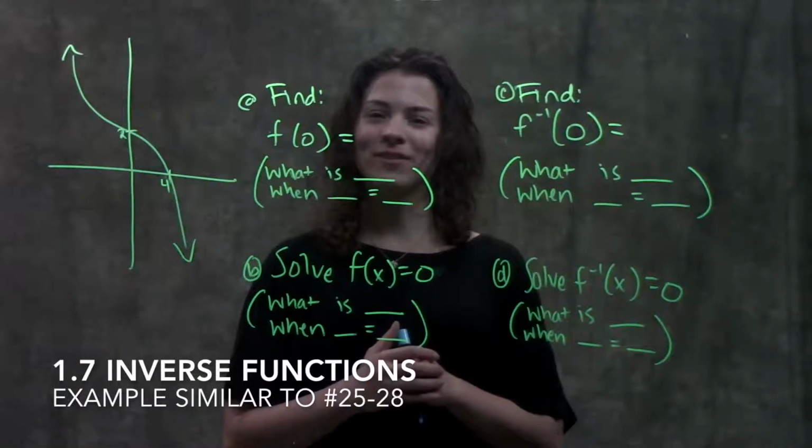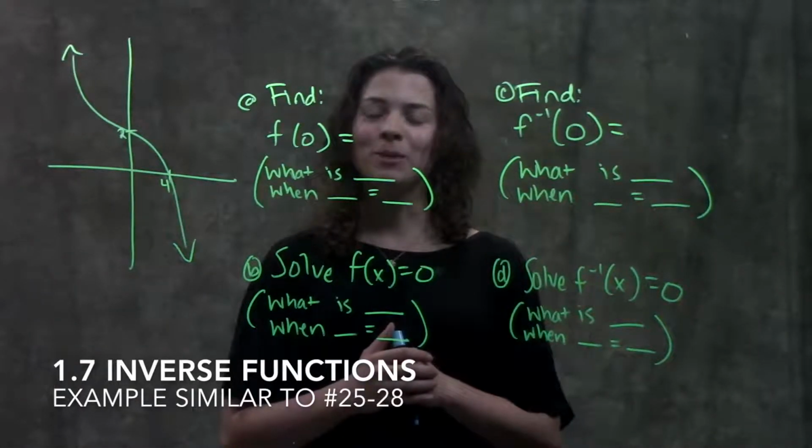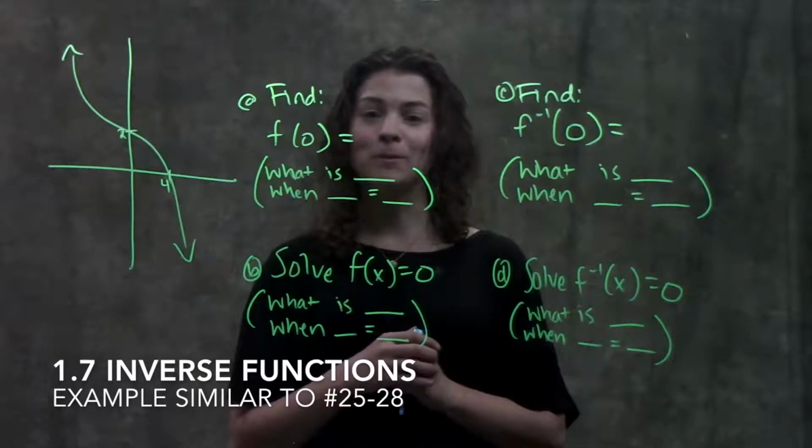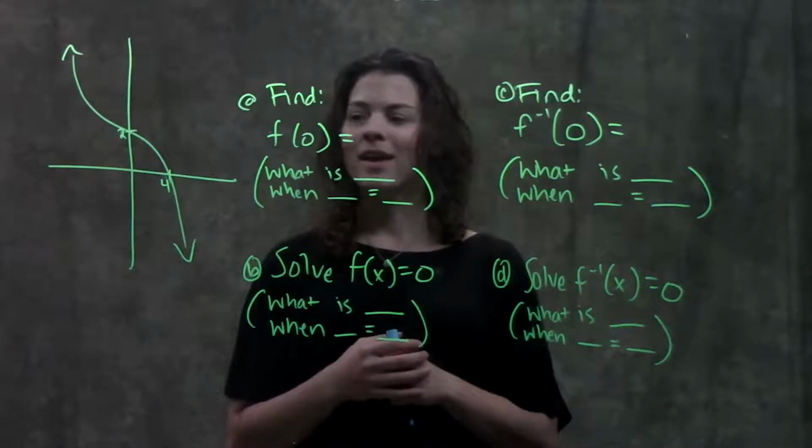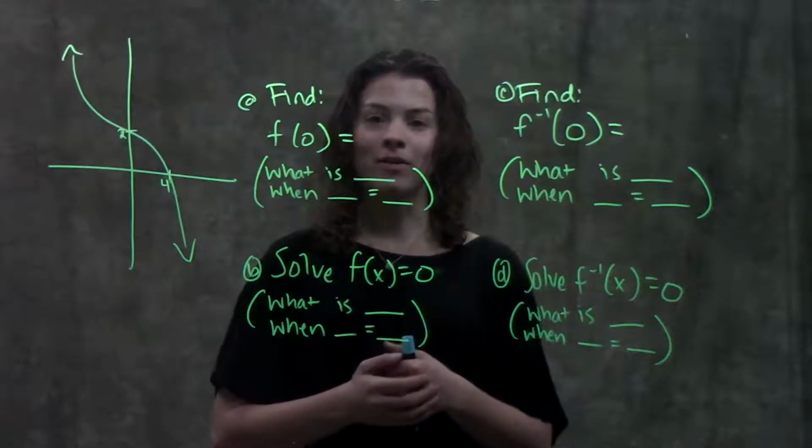This is section 1.7, inverse functions. In this video, we're going to go through an example that's really similar to problems 25 to 28 in your book. So we're given this graph, and we're asked to find all these values.